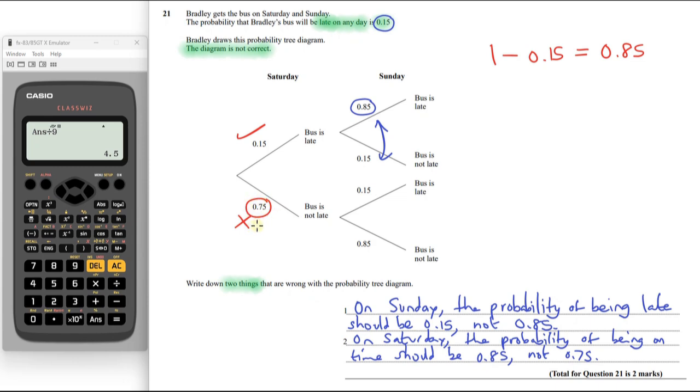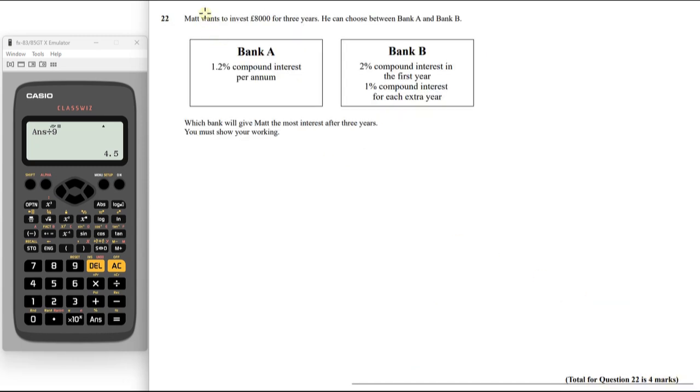I'm not sure if there's any other errors. I think these are the 2 main things that they're going to be looking for because it's worth 2 marks. Question 22. Matt wants to invest £8,000 for 3 years. He can choose between Bank A and Bank B, and we're told what the interest rates are for Bank A and Bank B. Which bank will give Matt the most interest after 3 years? You must show your working.